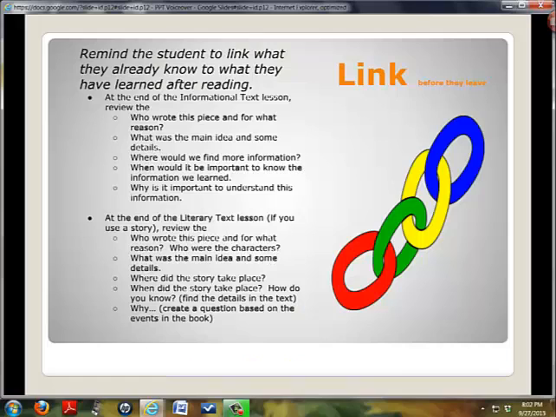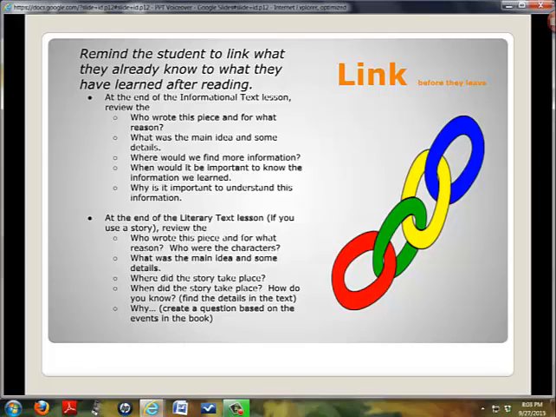Link before they leave. Remind the students to link what they already know to what they have learned after reading. At the end of the informational text lesson, review who wrote the piece and for what reason, what was the main idea and some details, where we would find more information, when it would be important to know the information, and why it is important to understand the information.